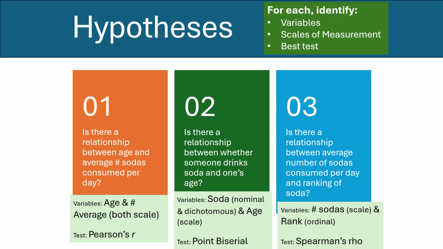And finally, number 3, is there a relationship between average number of sodas consumed per day and ranking of soda? The number of sodas is scale, and the ranking of soda is ordinal, so we would use the Spearman's correlation.